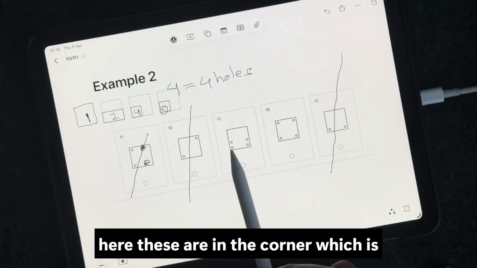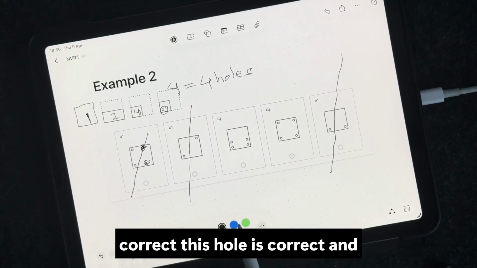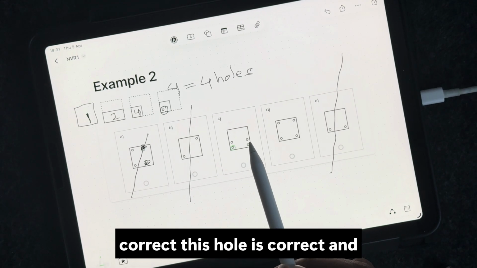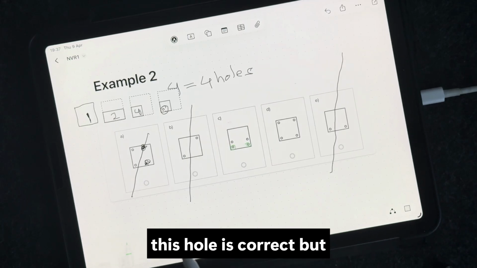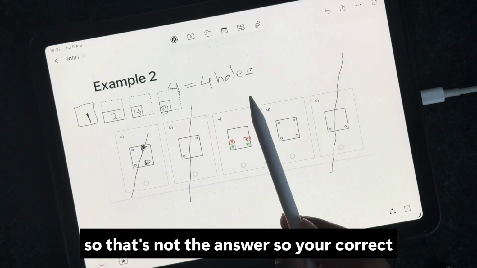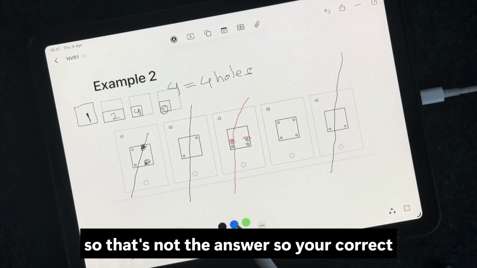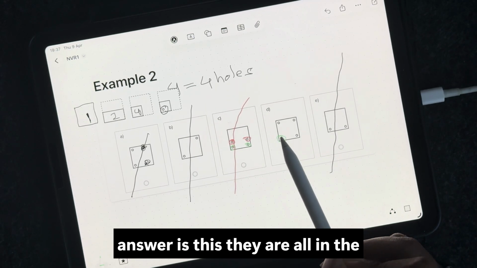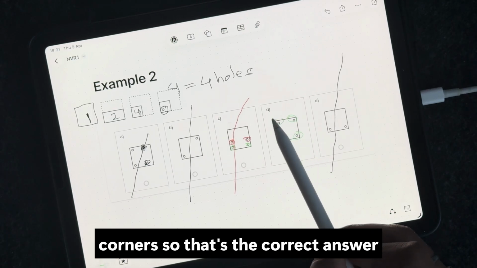Here, these are in the corner, which is correct. This hole is correct, and this hole is correct. But this and this is not in the right place. So that's not the answer. So the correct answer is this. They are all in the corners. So that's the correct answer.